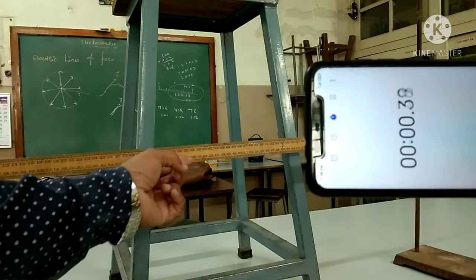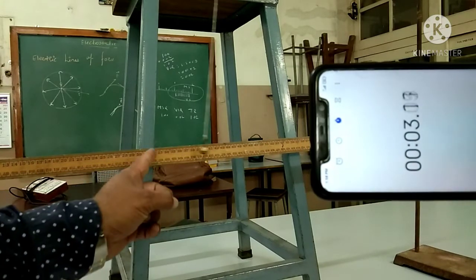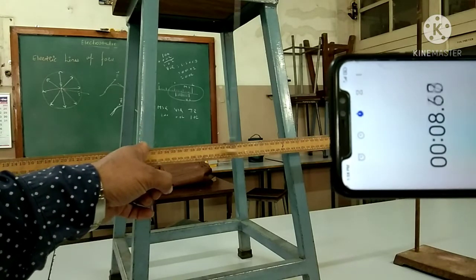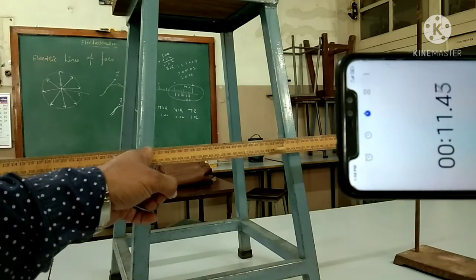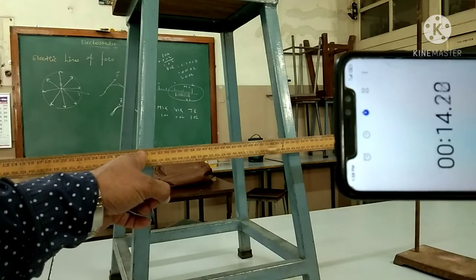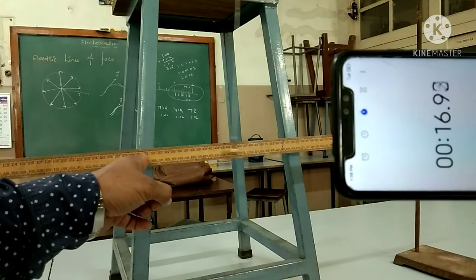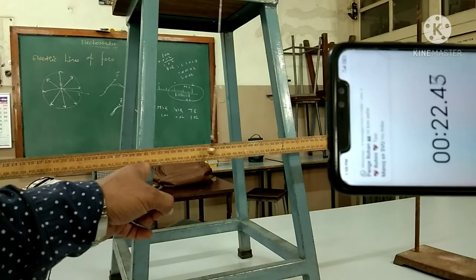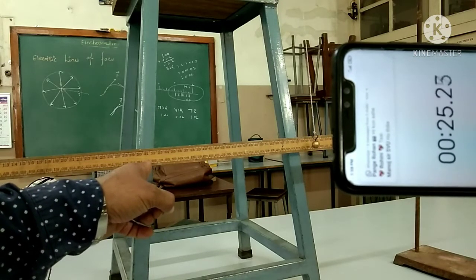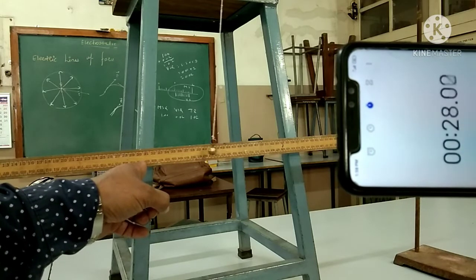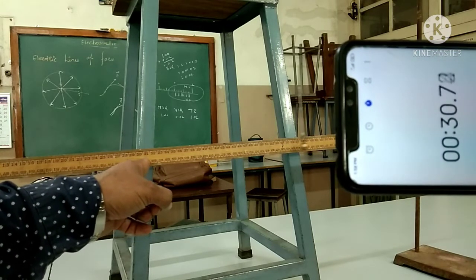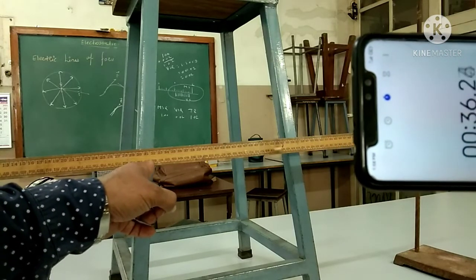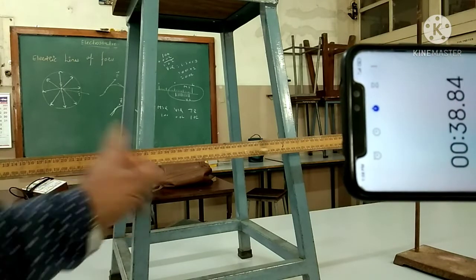Now start. 1, 2, 3, 4, 5, 6, 7, 8, 9, 10, 11, 12, 13, 14, 15, 16, 17, 18, 19 and 20.